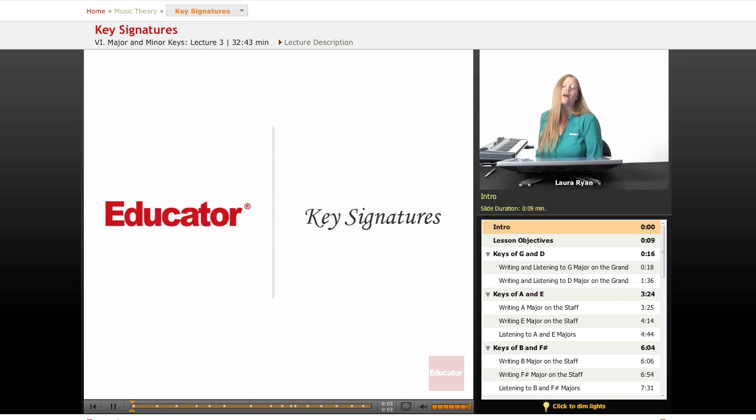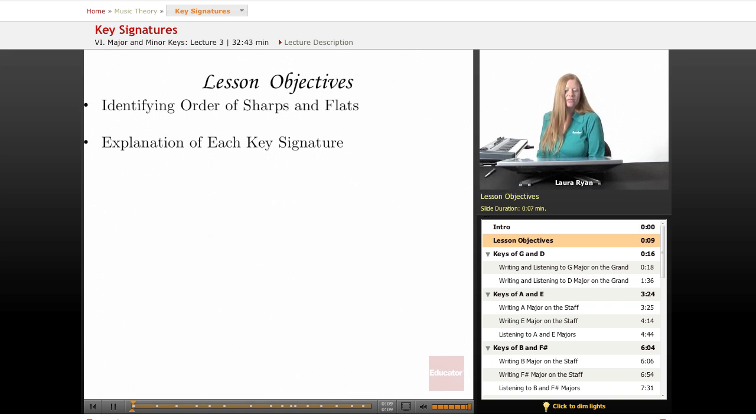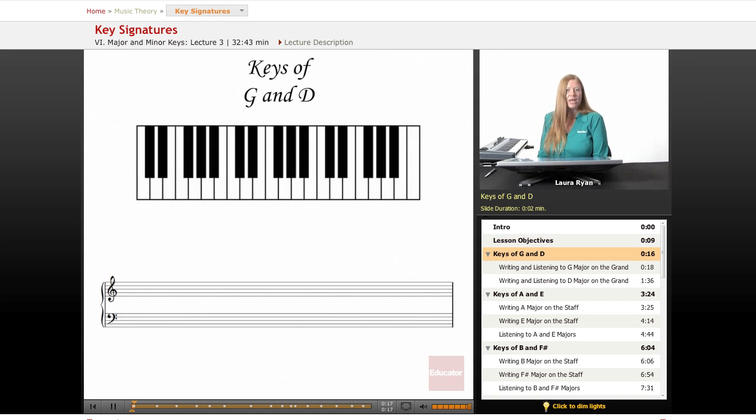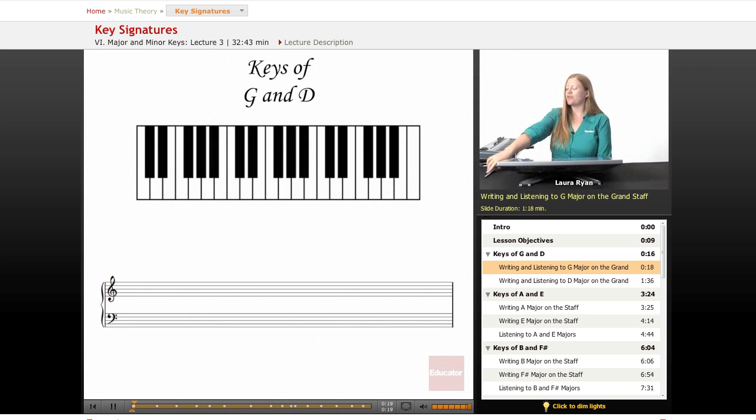Today's installment of our Introduction to Music Theory class will be key signatures. Our lesson objectives will be identifying the order of sharps and flats and an explanation of each key signature. We'll begin with the sharp keys. The first sharp that we encounter is F sharp.